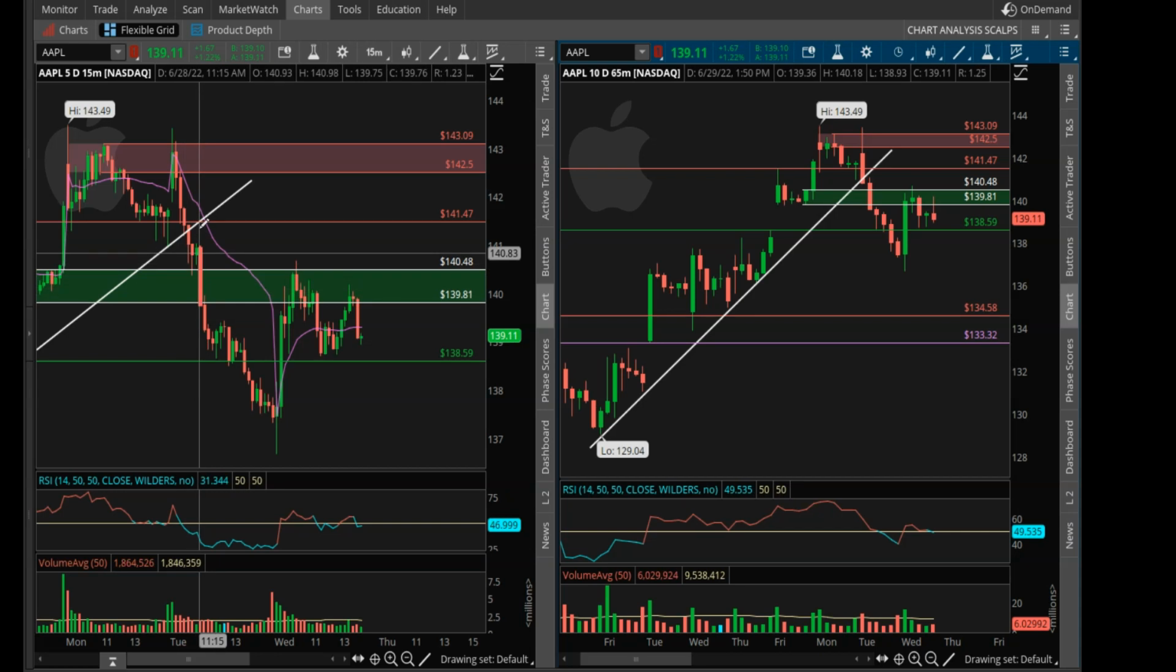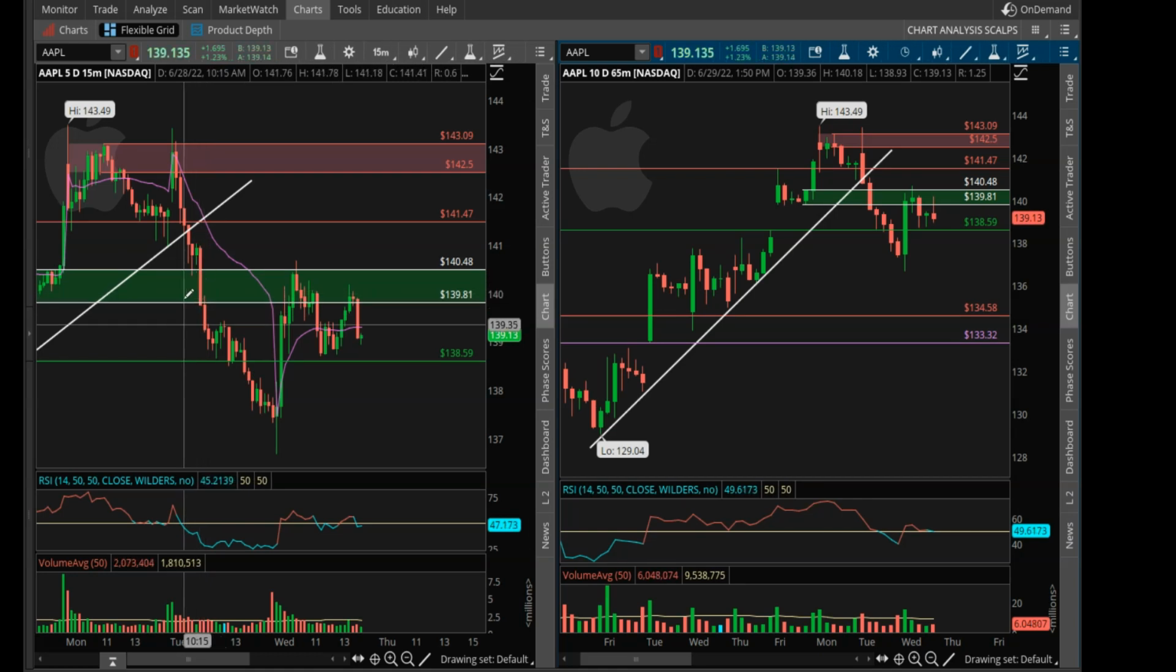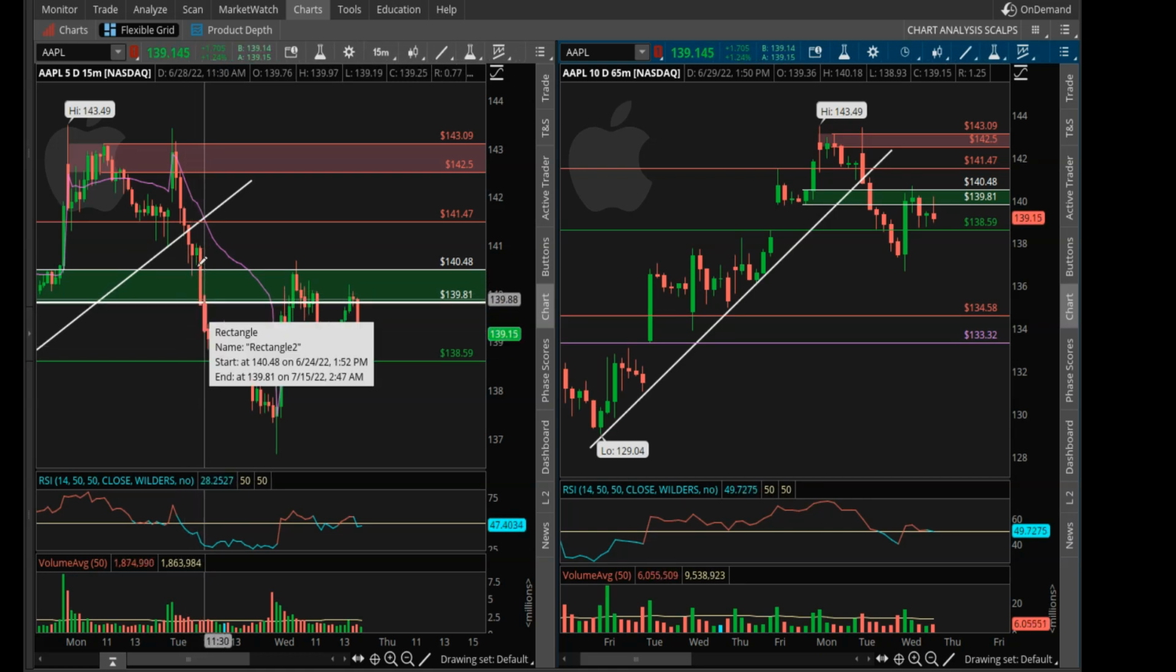And the following candle, we closed completely below demand. So from this point here, this now becomes an area of supply. And when price makes its way back into these areas, we want to be looking to short. When price breaks through demand, it becomes supply.